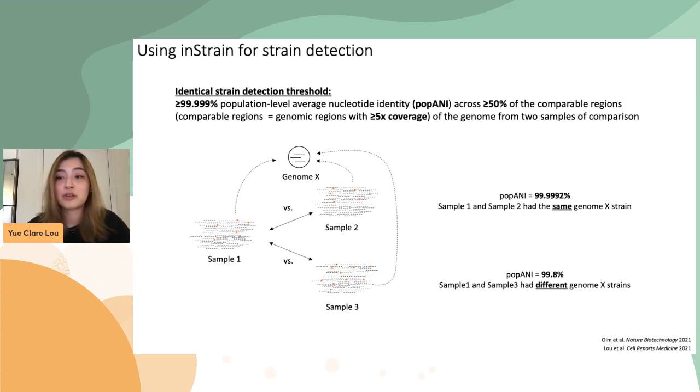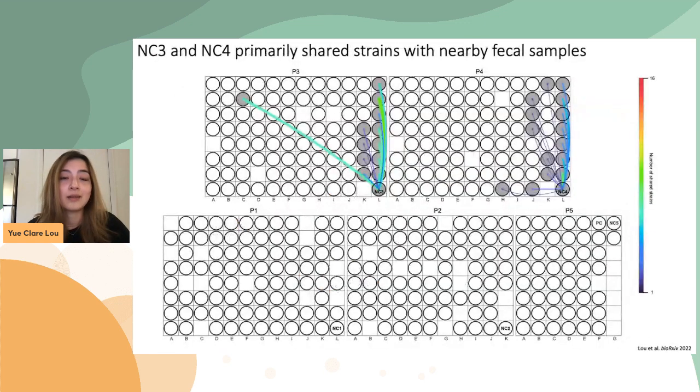Once we found all shared strains between fecal samples and negative controls, we visualized such strain sharing patterns in the context of DNA extraction plates. And this is what we saw. For P1, P2, and P5, the negative controls on these 3 plates never shared any strains with any fecal samples. However, NC3 and NC4 only shared strains with samples extracted from the same plate. And as you can see, there is some sort of proximity-based strain sharing pattern going on.